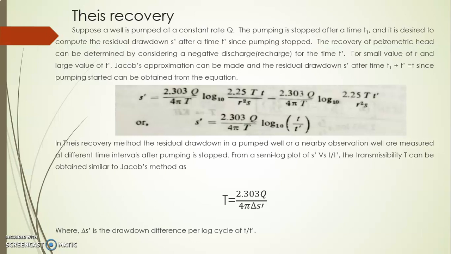In this recovery method, the residual drawdown in a pumped well or a nearby observation well is measured at different time intervals after pumping is stopped. For a semi-log plot of s' versus t by t', the transmissibility T can be obtained, similar to Jacob's method, as T equal to 2.303 Q by 4 pi into del s', where del s' is the drawdown difference per log cycle of t by t'.